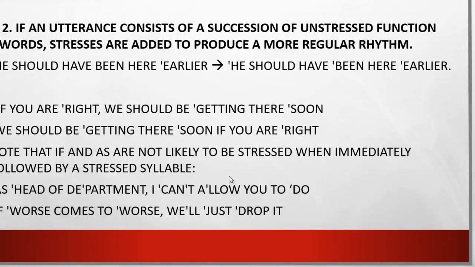If an utterance consists of a succession of unstressed function words, you know function words are articles, auxiliary verbs, prepositions, stresses are added to produce a more regular rhythm. Okay? For example, he should have been here earlier. We know that being or maybe earlier are possible, but we may say that he should have been here earlier.